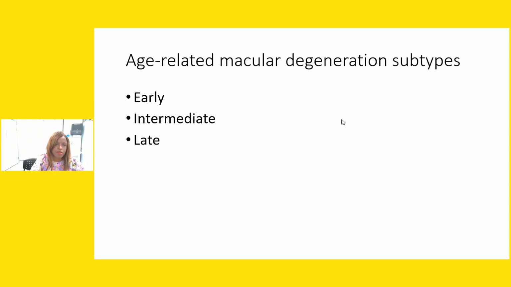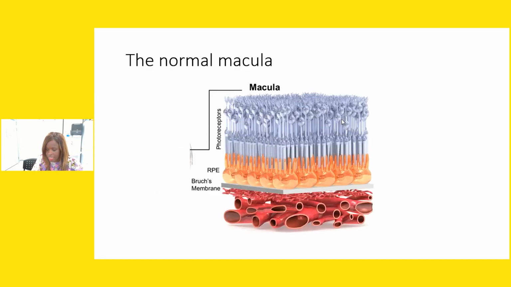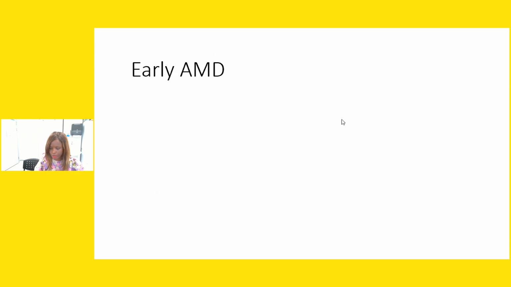So, in terms of age-related macular degeneration, there are subtypes: early, intermediate, and late. We already discussed the organized structure of the outer part of the retina, the RPE, photoreceptors, the choroid. That's the region of the retina that is affected at the macula when age-related macular degeneration occurs.